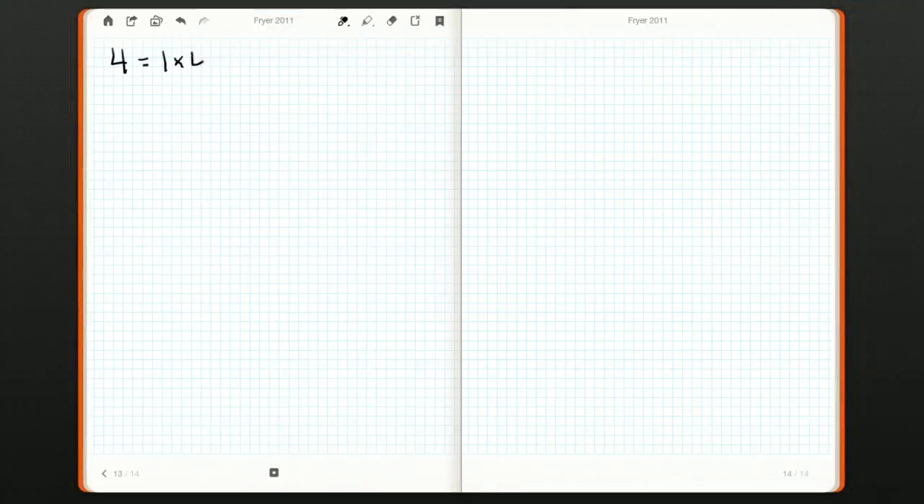So 4 is either 1 times 4, 2 times 2, or 4 times 1. Okay?